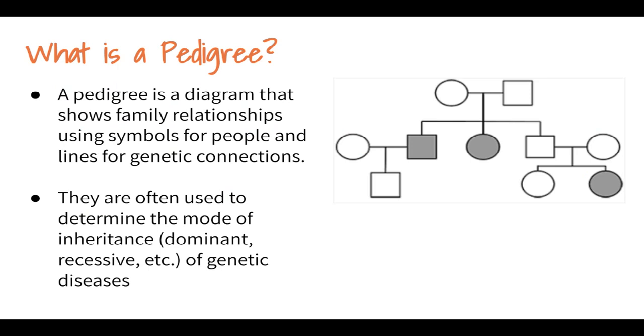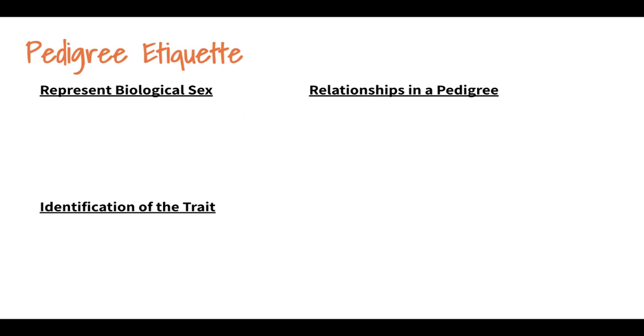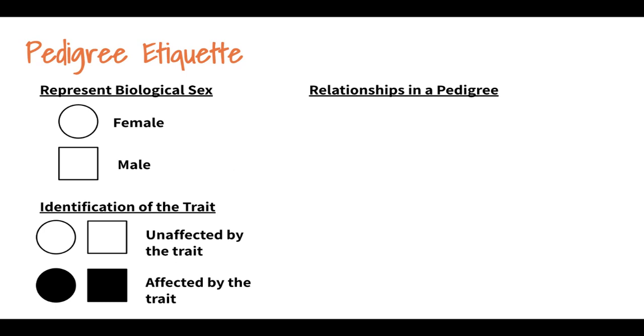So we will have to determine the mode of inheritance, which is just talking about whether this is a dominant or recessive trait. The etiquette behind a pedigree is to understand that the different shapes represent the biological sex. When you see a circle, that person is a biological female. When we see a square, that is a biological male. We identify the trait we are tracking by shading: when we see somebody shaded in, that individual is affected by whatever trait we're focusing on.